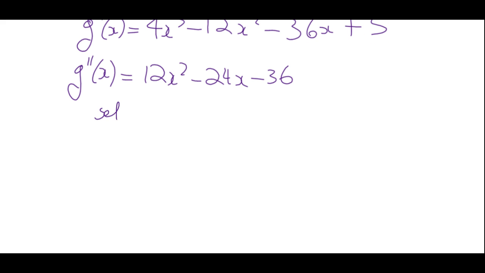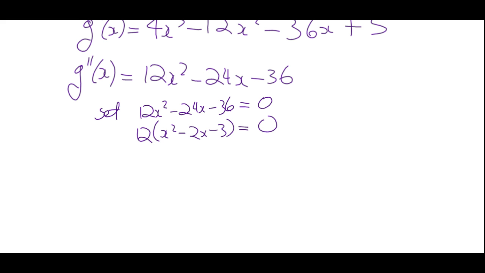Okay, so set it equal to 0. It's going to be 12 times x squared minus 2x minus 3. So we have 12, and then x minus 3 and x plus 1, right? x squared plus x minus 3x, minus 3, which gives x squared minus 2x minus 3. So we have zeros when x is equal to negative 1 and x is equal to 3.